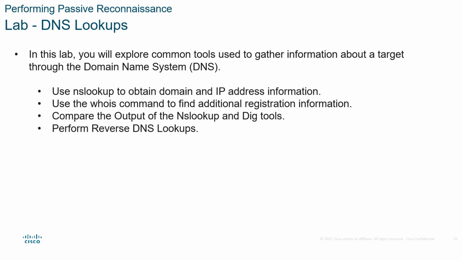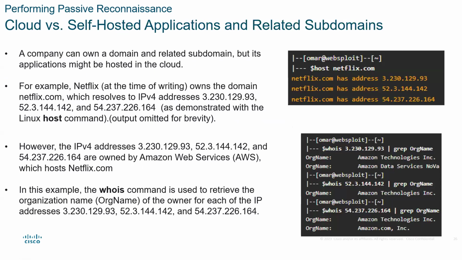So this is a lab on DNS. Look it up. This is where you use your nslookup and dig on a Linux system, on a Kali system. A company can use cloud versus self-hosted applications and related subdomains. You know that some organizations have a domain, but then they have some subdomains under it. A case in point is Netflix, the example I was making earlier. After doing a search, this host command is as good as doing a DNS lookup, right? These commands can actually work. So the command here is host on a Linux device.